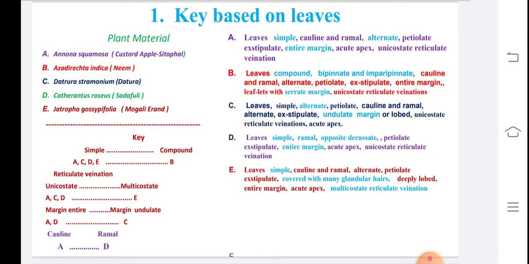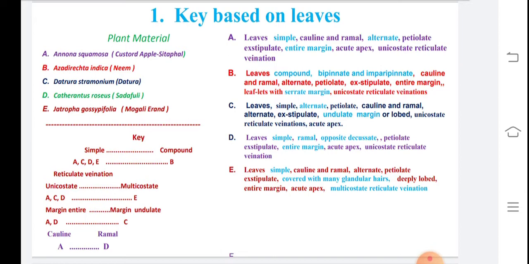Then B material, as a director, neem plant is there. So leaves are compound. Then bipinnate and imparipinnate. Cauline and ramal, alternate, petiolate, exstipulate, entire margin, leaflets with serrate margin. So in this one leaflets are small serrate and unicostate reticulate venation.